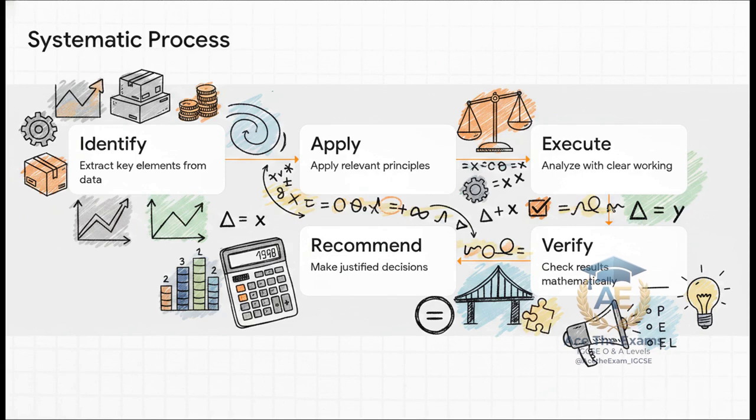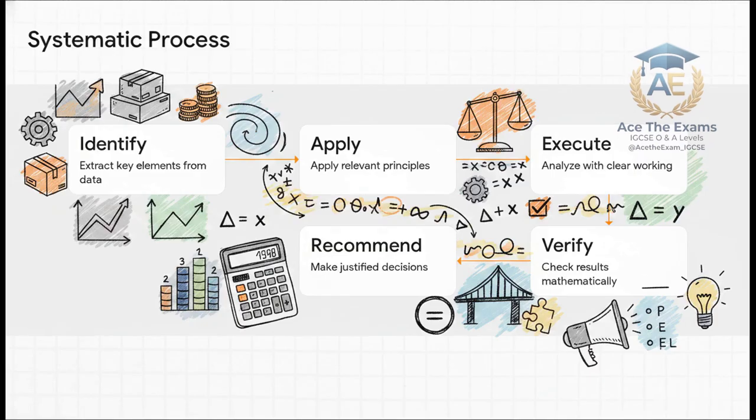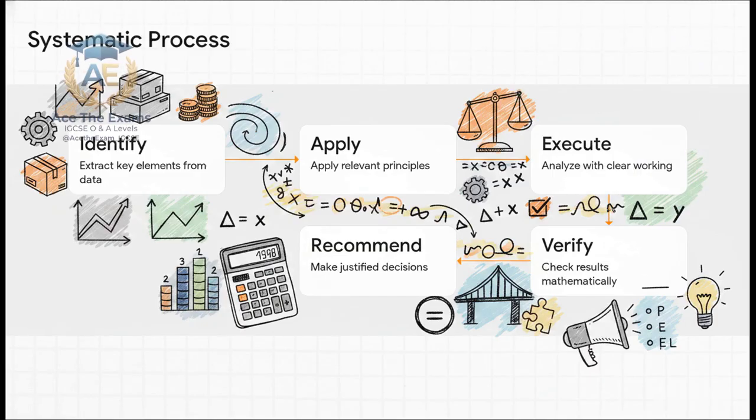Finally, step 5, make justified recommendations. This is the classic PEEL framework in action. Point, evidence, evaluation, link. You make a strategic point. You back it up with the numerical evidence you just verified. You evaluate the wider business implications, and then you link it back directly to the examiner's core question. Follow these steps, and you transform a low-value, rambling paragraph into an absolute A-star asset.